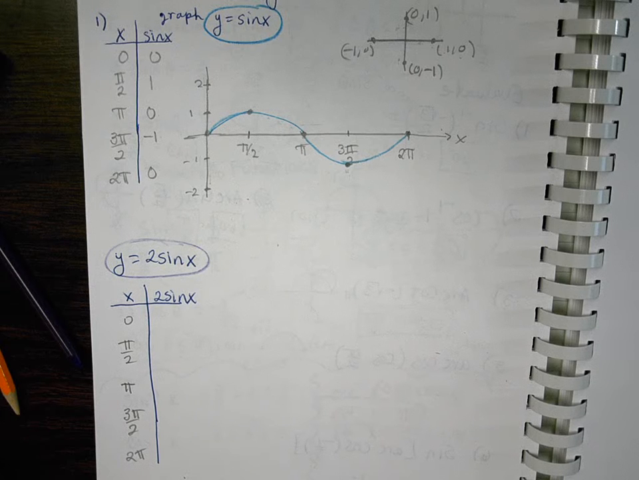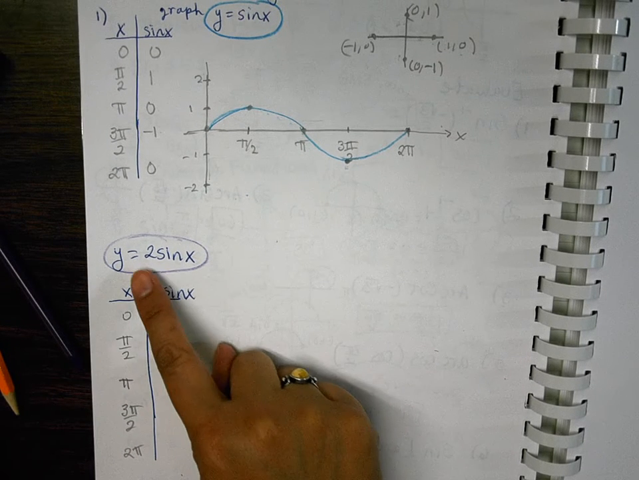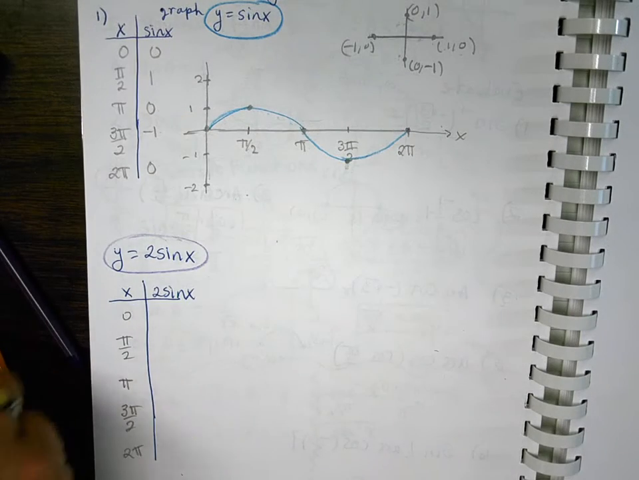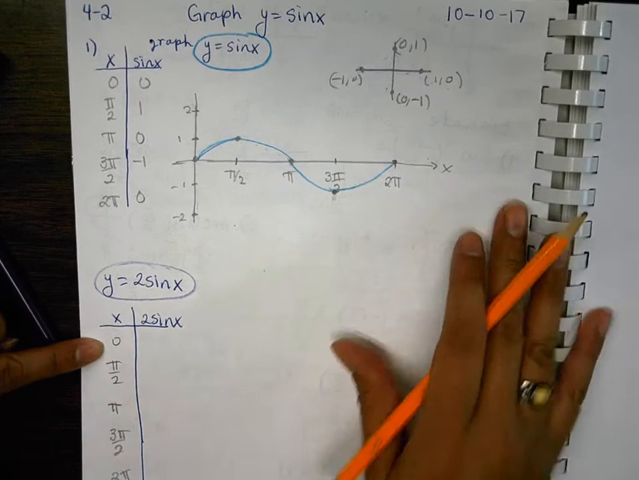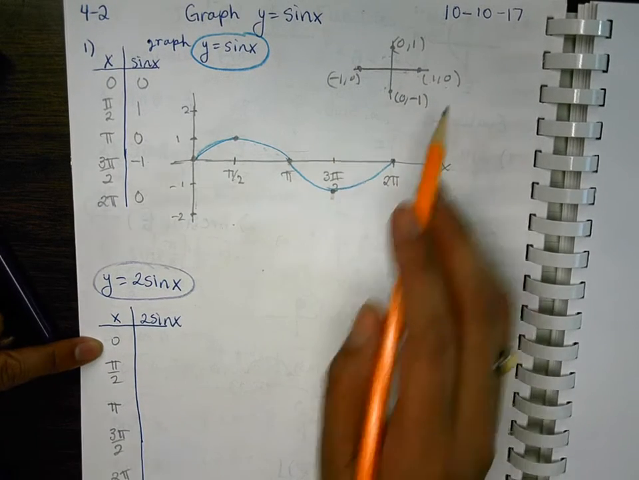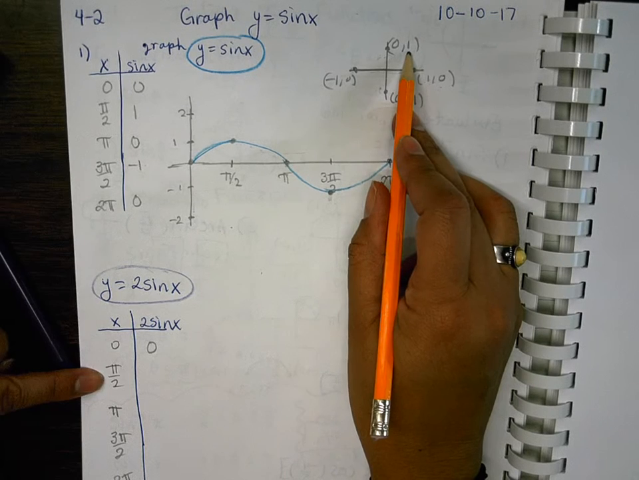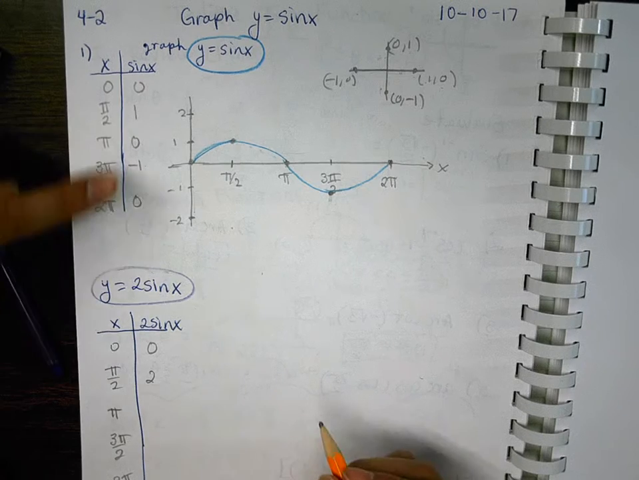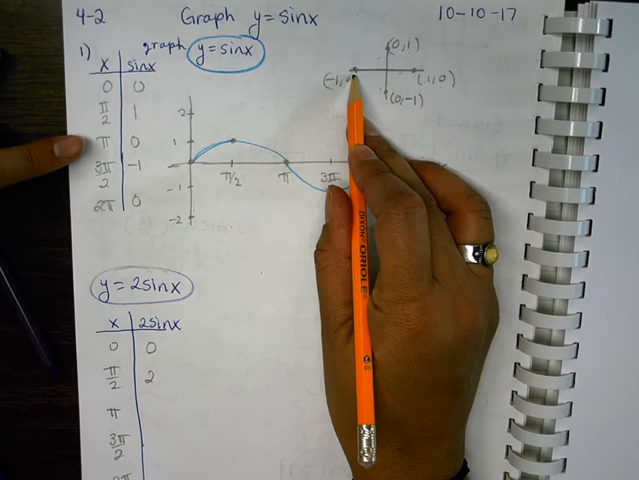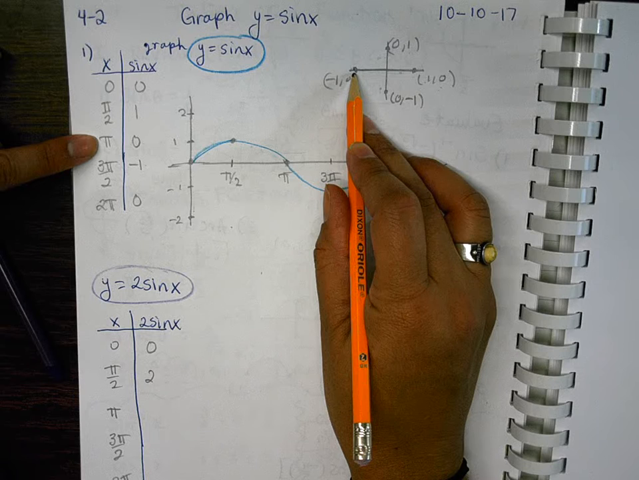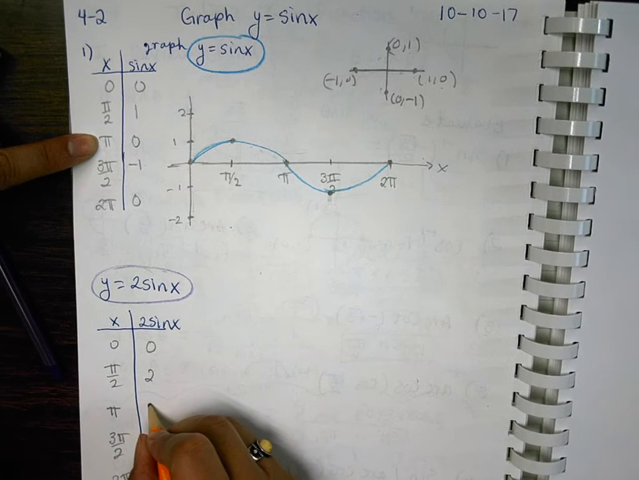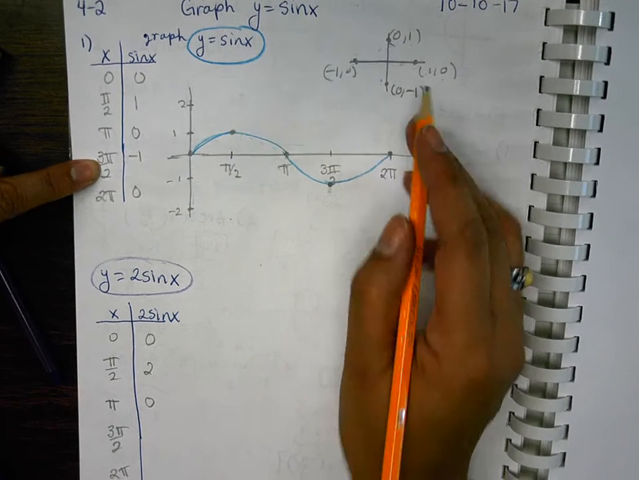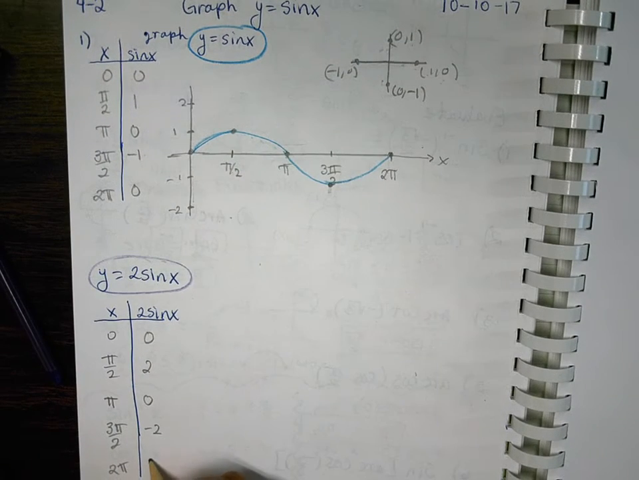Okay, now the only difference is I'm taking my answers and multiplying them by 2. So I'm pretty much taking these answers here and multiplying them by 2. So let's see. 0 times 2 is 0. Pi over 2 is 1, or I can take the 1 from right here and multiply it by 2. What do I get? 2. Pi is 0, or I can take the 0 from right here and times it by 2. What do I get? 0. 3 pi over 2 is -1, or take it from here, times 2. What do I get? -2. And the last one, 0.